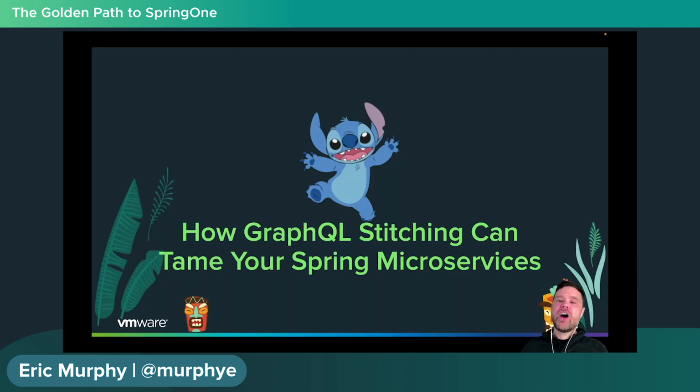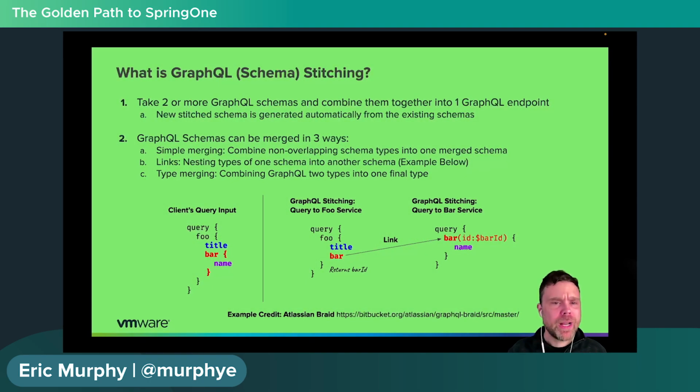So next, how GraphQL stitching can tame your Spring microservices. So, what is GraphQL stitching? More specifically, schema stitching. So the idea here is that if you take two or more GraphQL schemas and combine them together into one common GraphQL endpoint, you can have a stitched schema that is generated automatically from those pre-existing schemas.